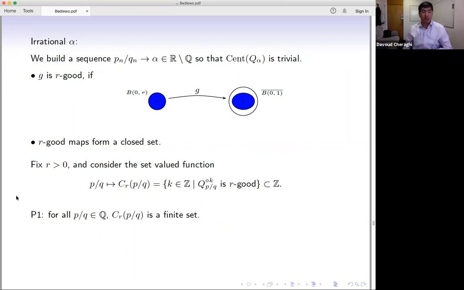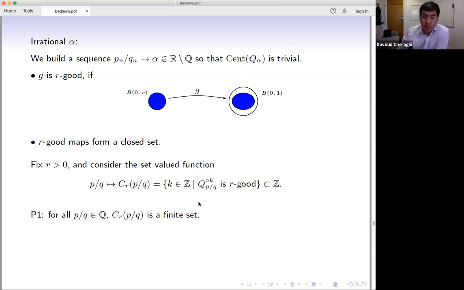So the first property is that for every P over Q, C sub R of P over Q is a finite set. So C stands for candidates. So we will see why we are talking about this. But this is a fairly obvious property: anytime you take a fixed quadratic map with a parabolic fixed point, there are only finitely many values of K such that this is R good. This is because near 0 there is the repelling direction, and if you iterate some points in the repelling direction, after some K iterates they will go off to infinity.